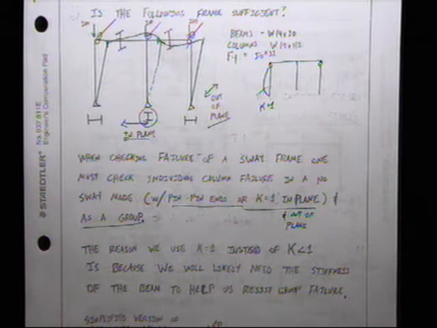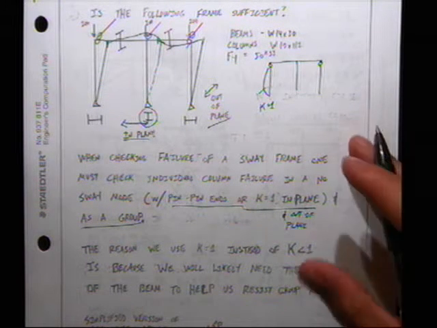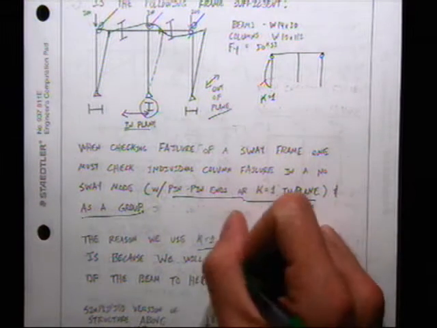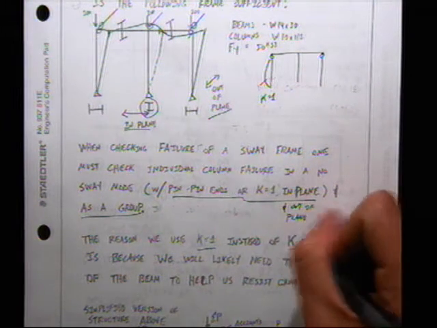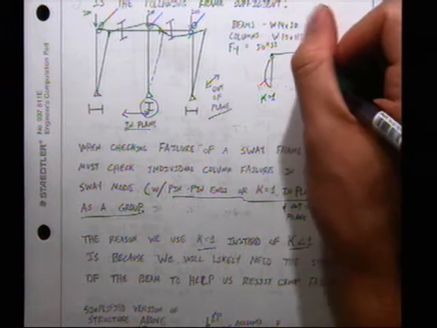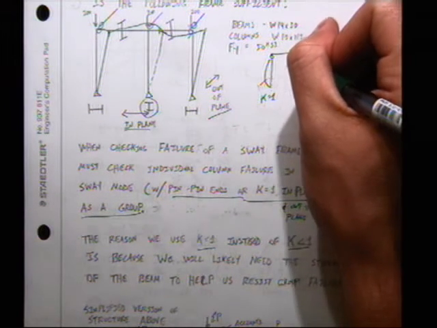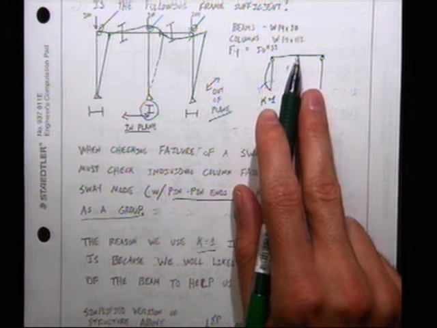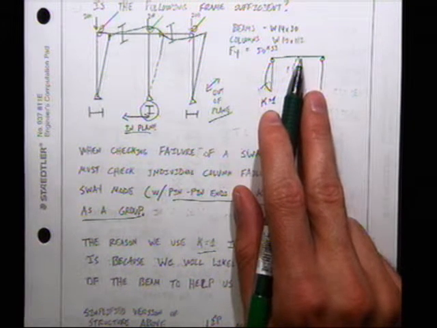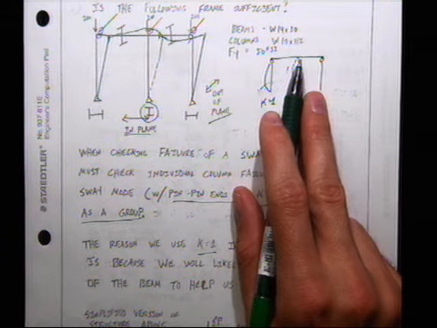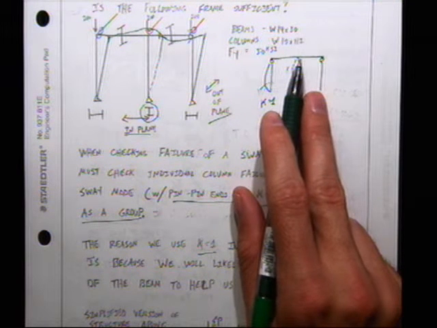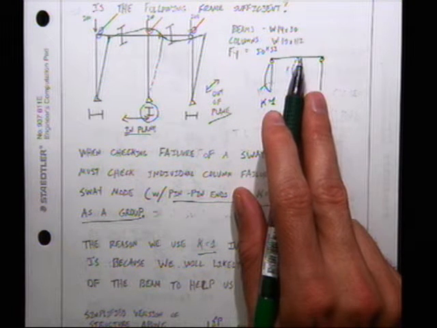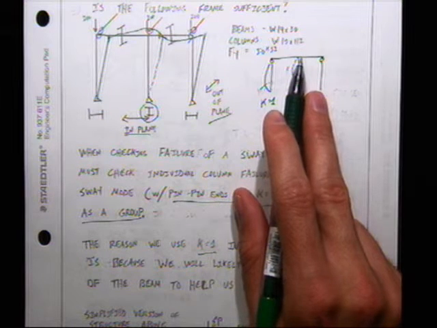But when checking failure of a sway frame, the reason we use a k equal to 1 for the individual failure instead of some k less than 1, is because, for example, this column could also fail as a k equal to 1. You'd say, but hey, there's more stiffness up there. That's a moment resisting connection up there. Those beams would want to help it, right? The answer is yes, they would want to help it.